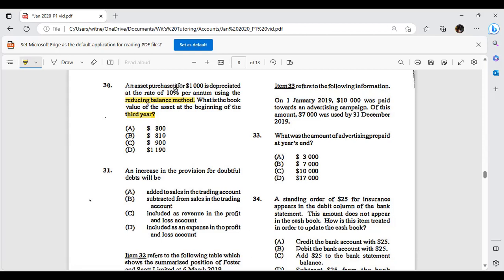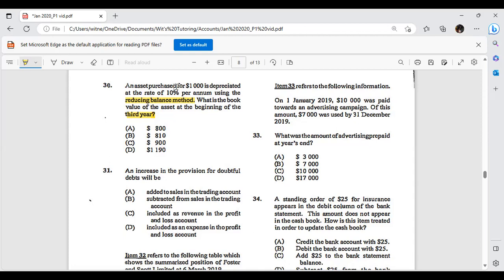What is the net book value at the end of year one? After you take out the depreciation from the cost, you're left with how much? 1,000 minus 100 leaves you with 900. So 900 is the net book value at the end of year one, which would also be the book value at the beginning of year two, right? Because whatever you end one year with, you start the following year with.